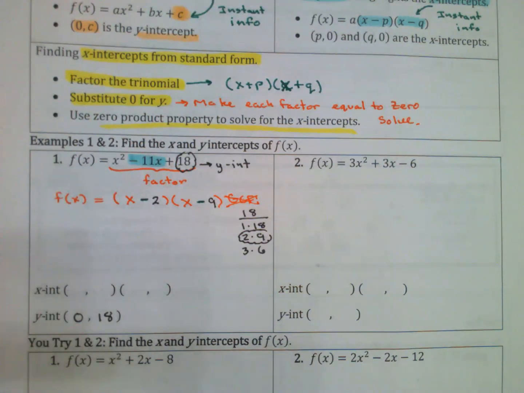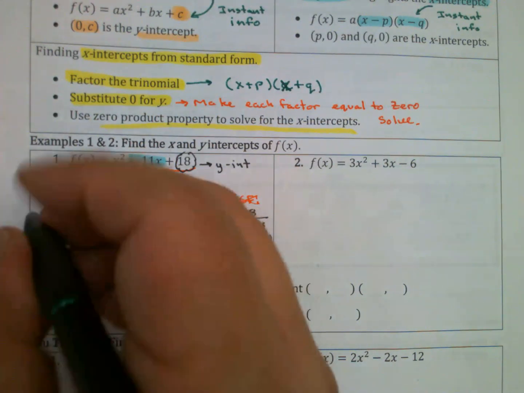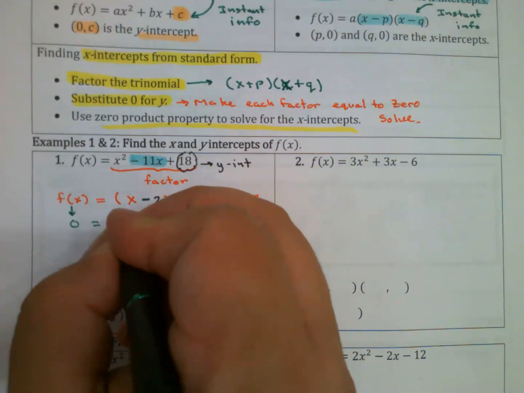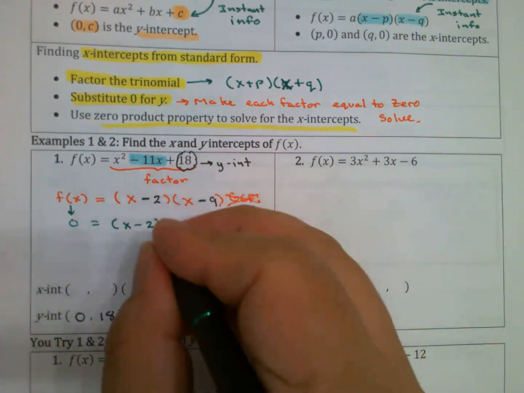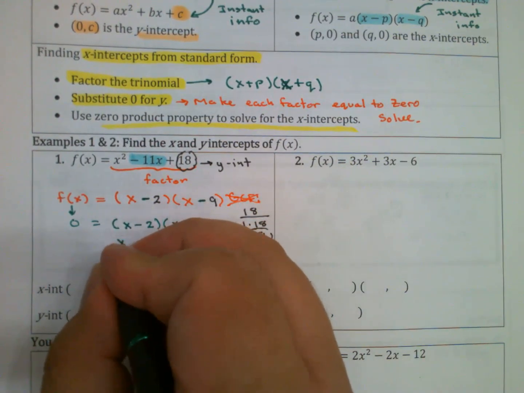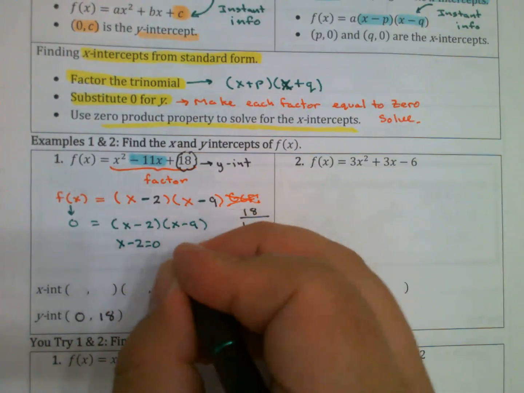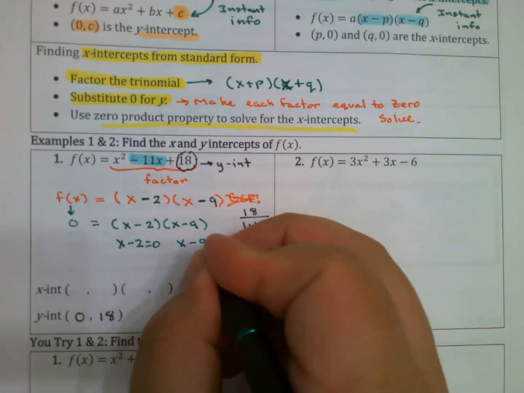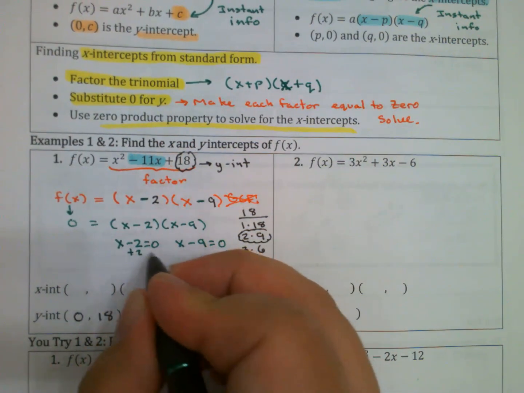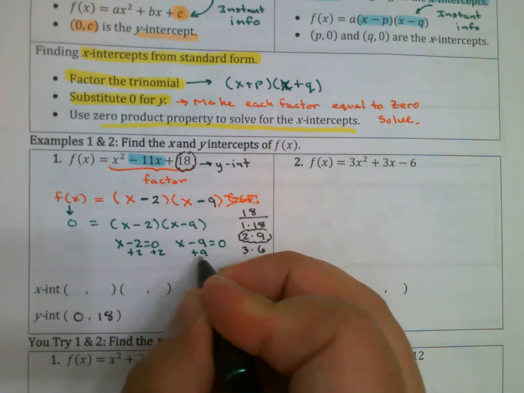And now that I'm done factoring, according to the step, I'm supposed to make this equal to 0 officially. That's where we're letting people know that we're going to be looking for x-intercepts. And then you make each one equal to 0 now. And so basic steps here, right? Add the 2, add the 9 on this one.